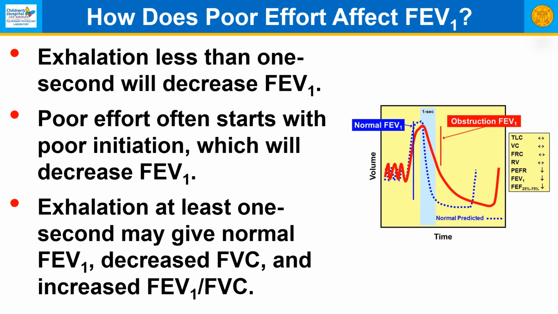So how does poor effort affect the FEV1? Well, exhalation less than 1 second will decrease the FEV1. Poor effort often starts with poor initiation, which will also decrease the FEV1. But exhalation of at least 1 second may give a normal FEV1, but a decreased FVC and an increased FEV1 over FVC ratio.